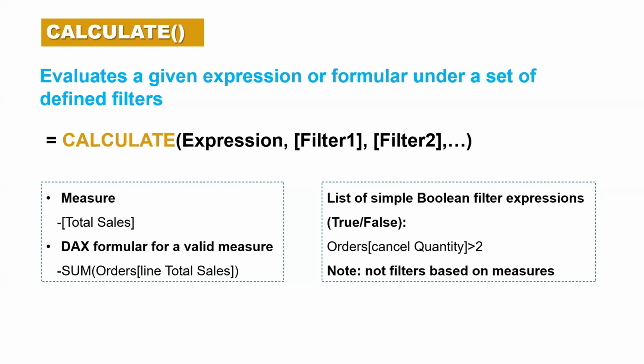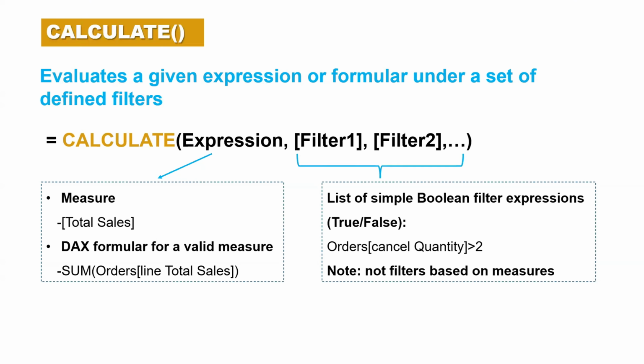Here's how it works. The first argument is the expression. This can be the name of an existing measure, or it can be a DAX formula that returns a valid measure. For example, you could reference your total sales measure here, or you could write a SUM function over the line total sales column in the orders table. Both are perfectly valid. The second part of the function is the filter section.